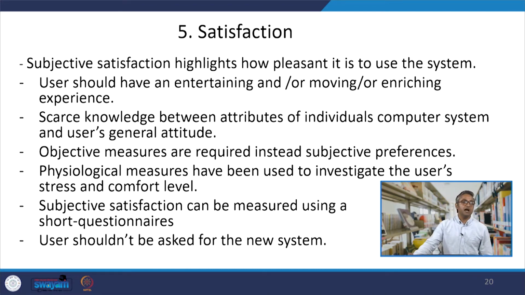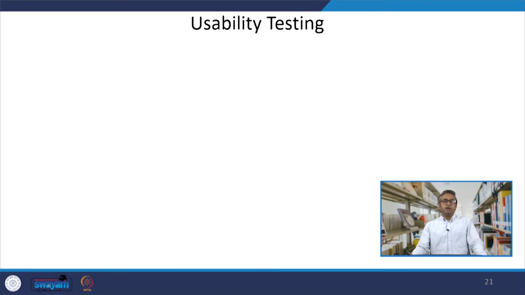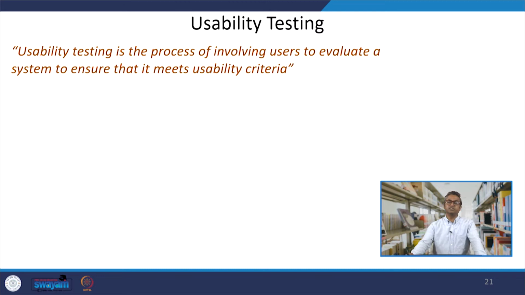The user shouldn't be asked for a new system, but should always be asked how the existing system can be improvised and made better. In this regard, user testing plays a major role, and usability testing is nothing but a process of involving the user to evaluate a system to ensure that it meets the usability criteria.